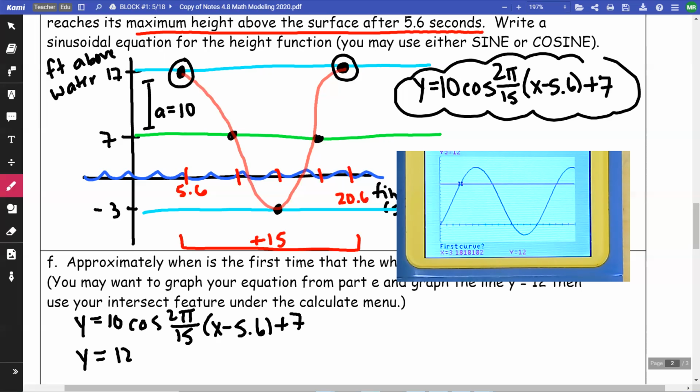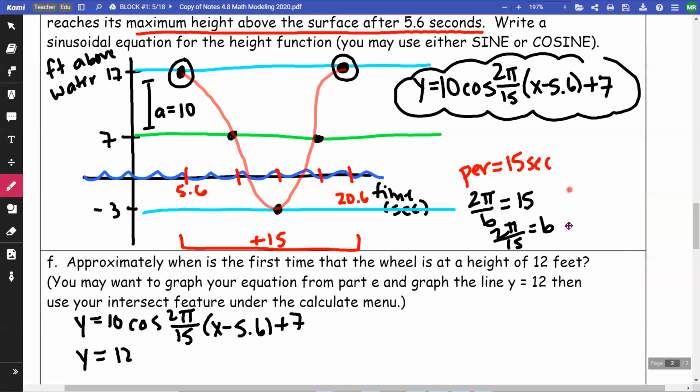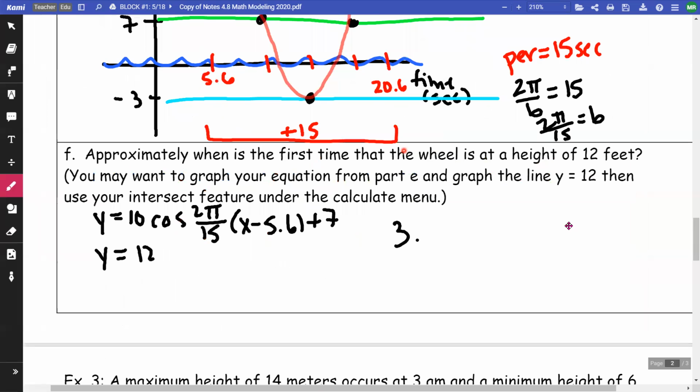Okay. I don't need to be perfectly on it. I can hit enter. Okay. And now second curve, hit enter. Yes, hit enter. And it's at 3.1. That is when it was at a height of 12. So this answer is 3.1 seconds.